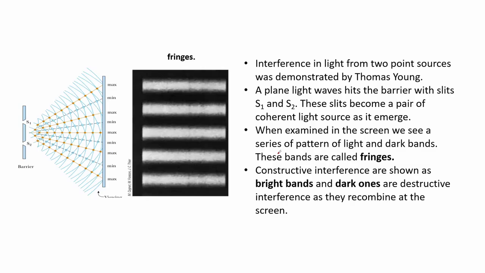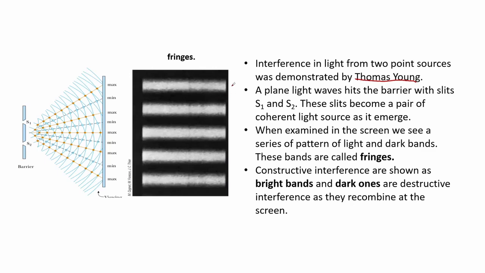Interference in light from two-point sources was demonstrated by Thomas Young. The figure here shows the schematic diagram of the demonstration. A plane light wave hits the barrier with slits S1 and S2. These slits become a pair of coherent light sources as they emerge.